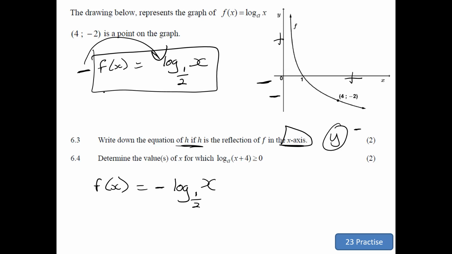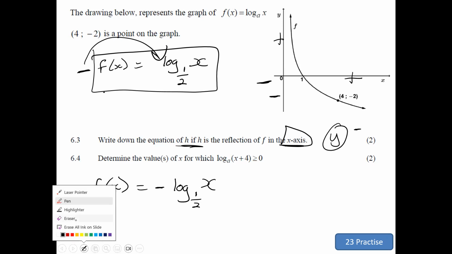Any questions on that one? Yes? No? Maybe? No, sir. Okay. So you can see the basics question that we are dealing with. So when you're reflecting on the x-axis, do you just make y negative? And if you're reflecting on the y-axis, you just make x negative.